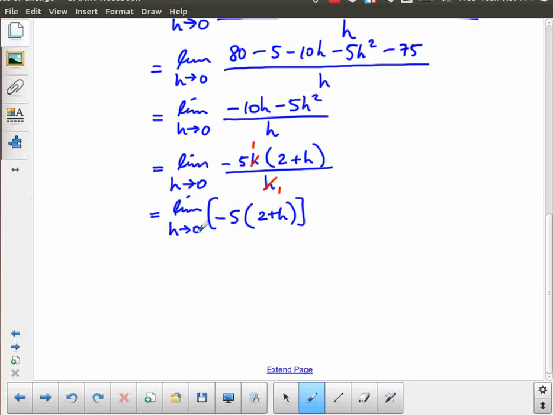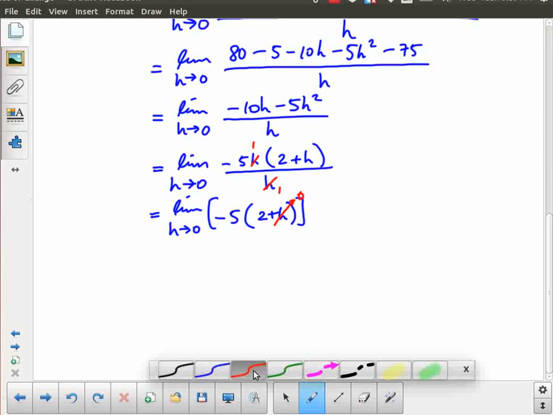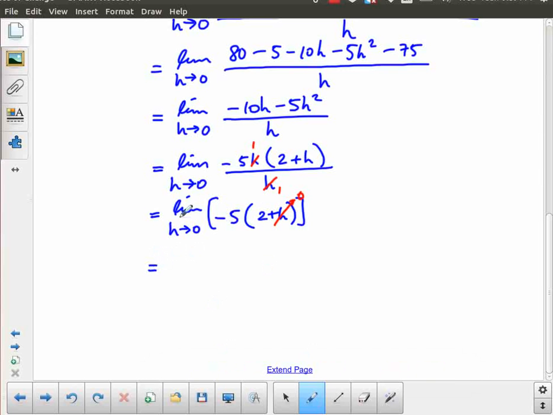And when h approaches 0, that means that this value of h approaches 0. Sometimes we do this in math. We draw a line with an arrow through that individual value to say this is going to turn into 0. And so all that is going to leave me is a negative 5 times a positive 2. And now I've actually evaluated the limit, and that is equal to negative 10.